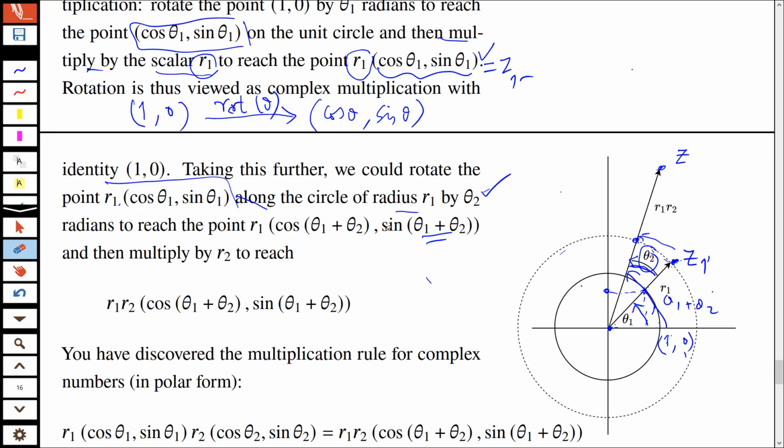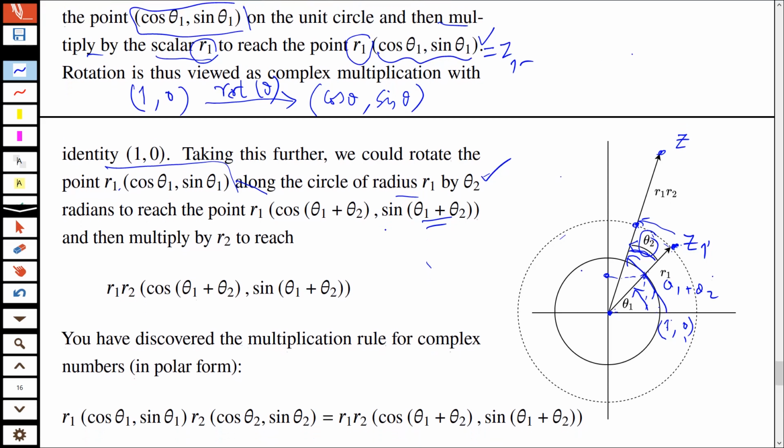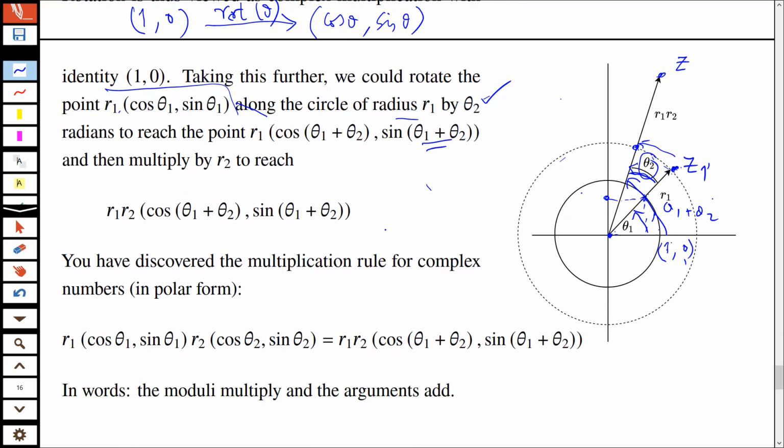What you have done is you actually reached a new point, and look carefully at the properties. This new point has its angle, which is a sum of two angles, yeah, sum of two angles, and the modulus of this new point is the modulus of one complex number times the modulus of another complex number.